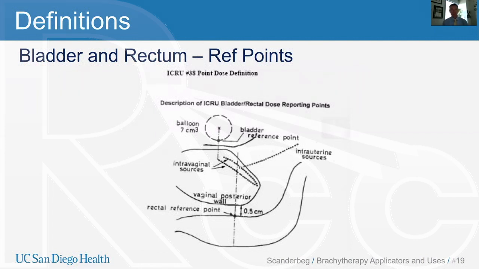This sagittal diagram shows the bladder and rectal dose points. You can see the Foley balloon at the top of the screen. The bladder point is marked at the posterior surface of the balloon, where a line drawn through the center of the balloon would fall. The rectal point is defined 5 millimeters posterior to the posterior vaginal wall, directly posterior to the center of the ovoids or the ring. One should place the rectal reference point on the axial CT slice at this location.